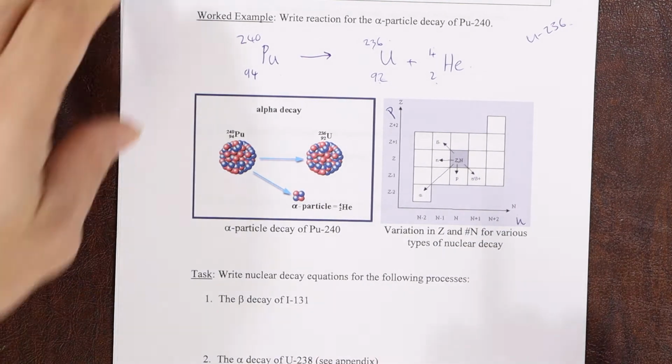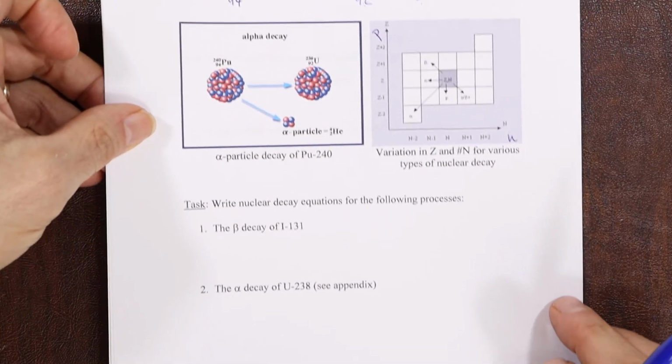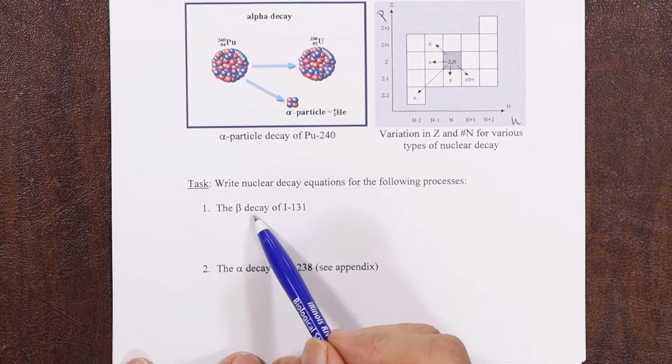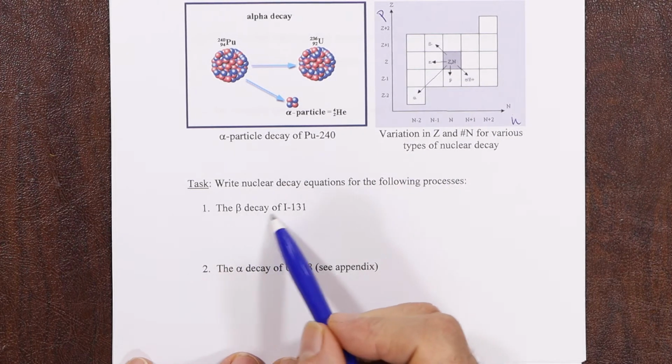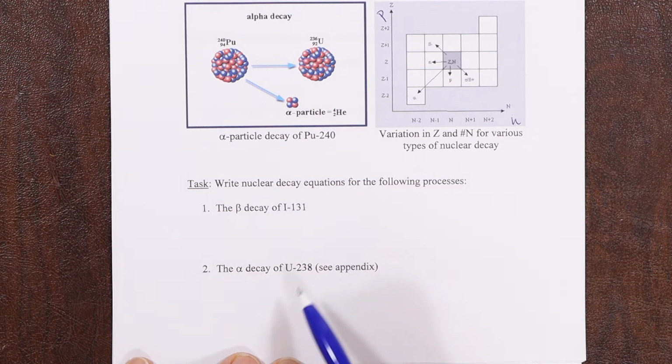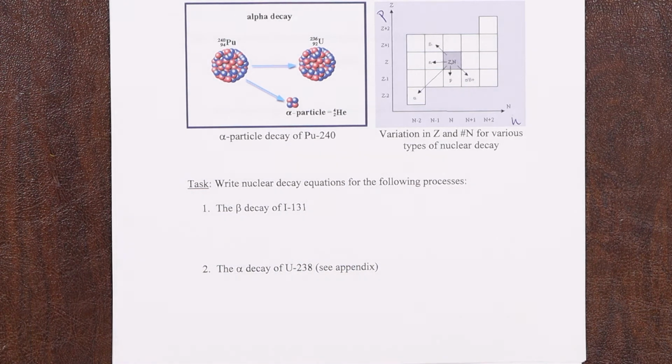Okay, now, good point for a pause. Try and write, now remember, a beta particle is a negative charge, so be careful there. The charge will be -1, mass 0. The beta decay of iodine-131, and the alpha decay of uranium-238. Okay, try those. Pause it.